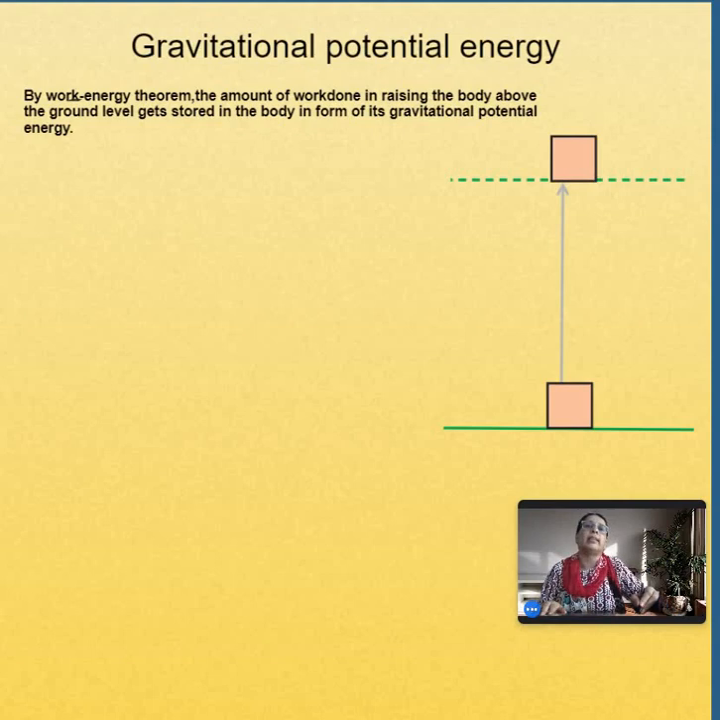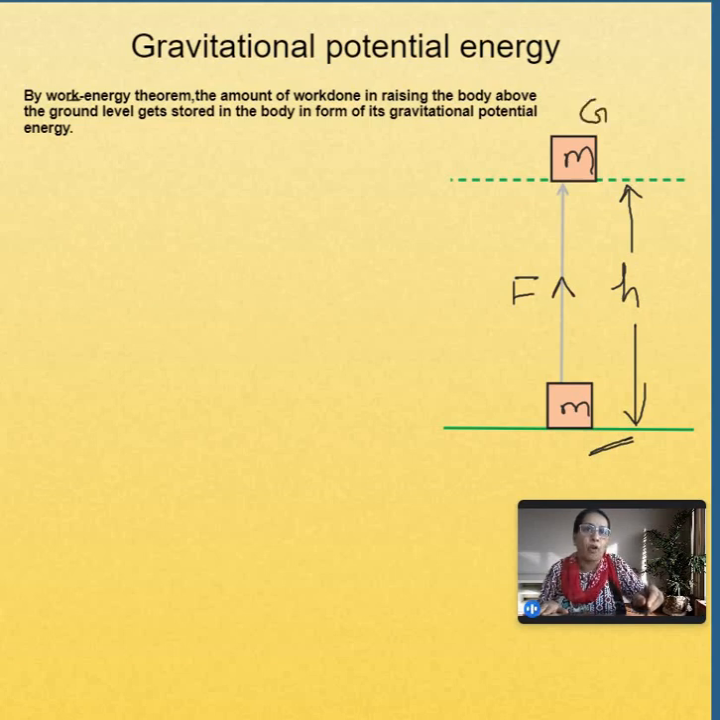Observe in this case, there is an object of mass m at ground level. Some amount of force is applied on this object. As a result, it is raised to a certain height h. Since a force is applied and the body is displaced, some amount of work is done. In this case, the amount of work done in raising this body above the surface of earth gets stored in this body in the form of its gravitational potential energy.